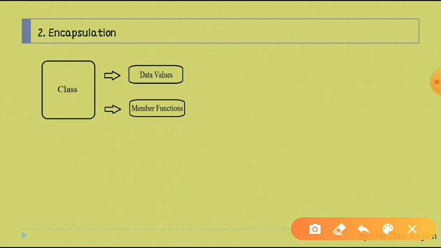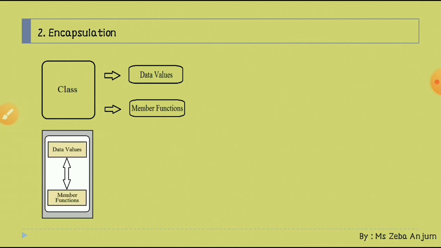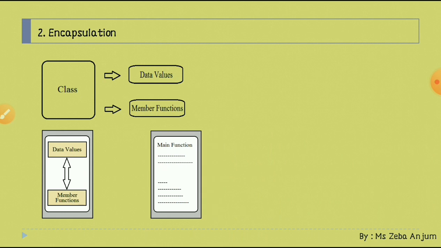If we combine both the two things, data values as well as member functions, then actually it becomes a class. See this figure. In this figure, data values and member functions are grouped together, or you can say these two things are wrapped together in a single unit, and that is known as a class. In this figure, we can see data values and member functions can communicate with each other. But what about some external function? If any external function comes into play, then we can see the data values are not directly accessible to this external function, but you can access these data values through some member functions.